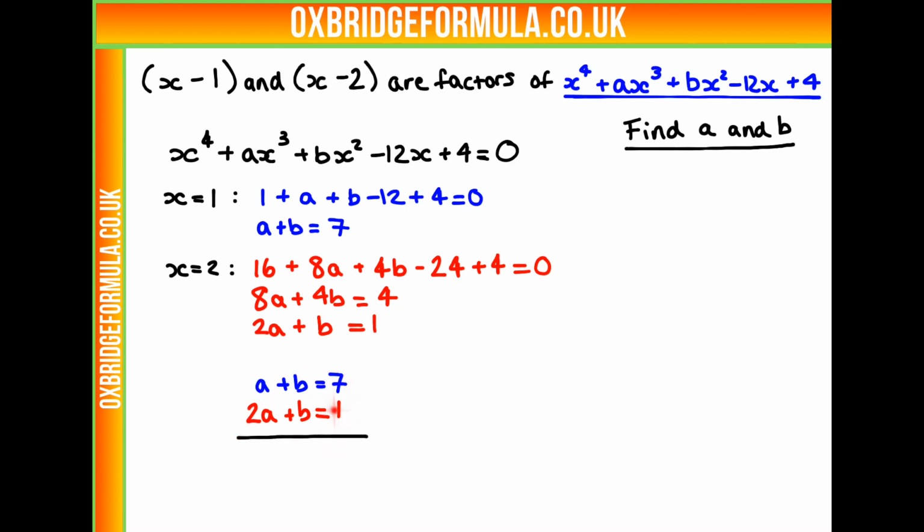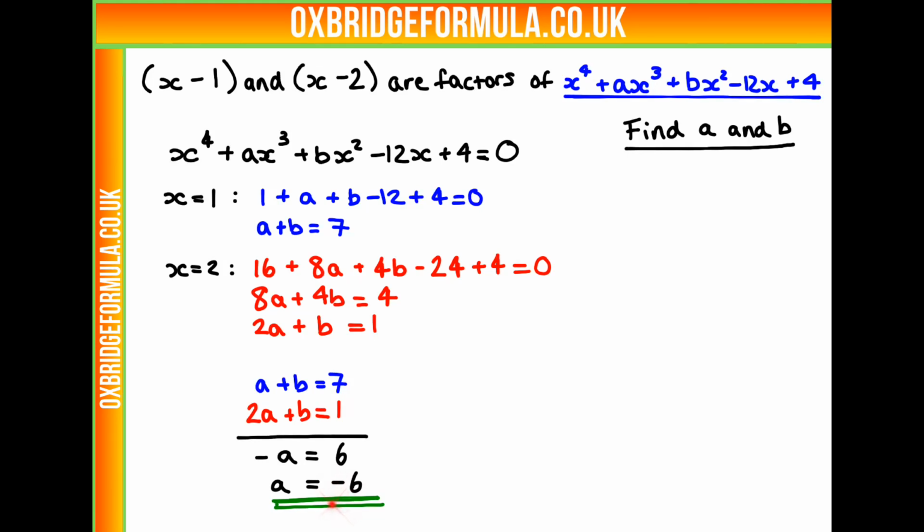So here we have our two equations next to each other. We don't have to do any editing here because we have our b term, which is the same in both equations. So what shall we do? Let's take our red equation away from our blue one. We get minus a equals 6. So a must equal minus 6.